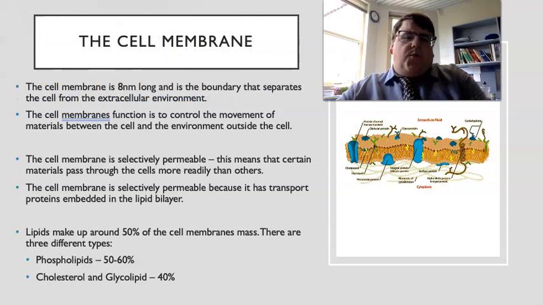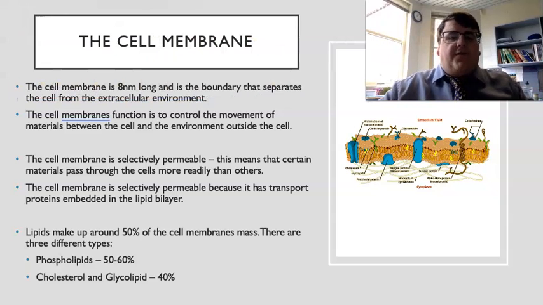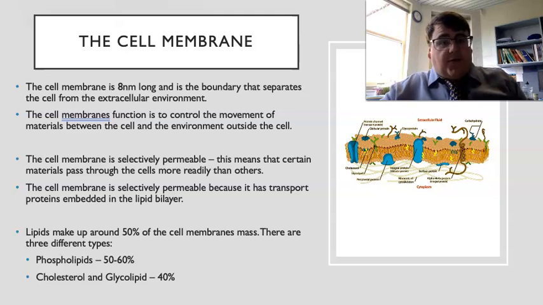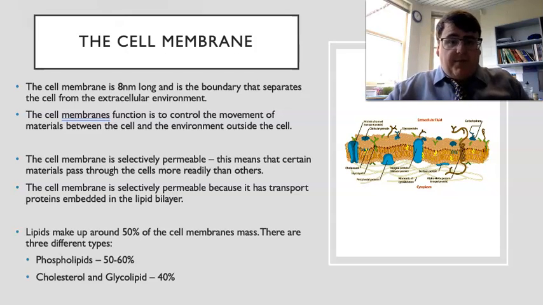So first off, what exactly is the cell membrane itself? Well, the cell membrane is an 8 nanometer wide boundary that separates the cell from the extracellular environment. So basically it's a semi-permeable wall that's creating two different environments: the inside cell environment and the outside cell environment. The purpose of that cell membrane is to control the movement of particles in and out of the cell. It does this because it's known as selectively permeable. That means that some materials can pass through the membrane, but others cannot.